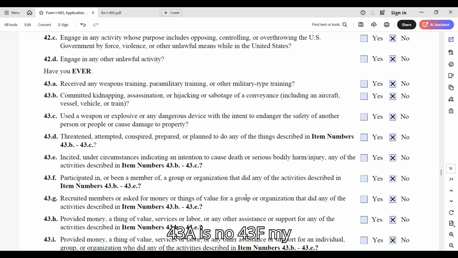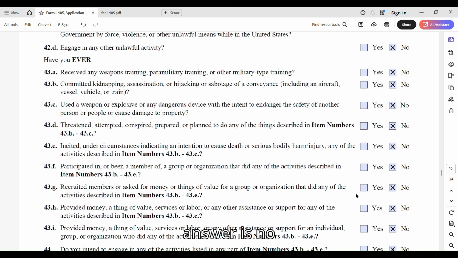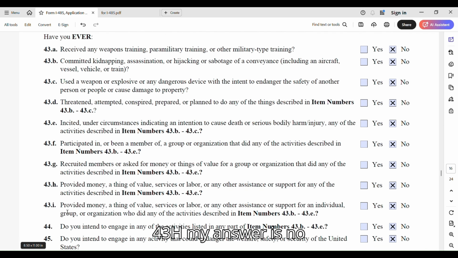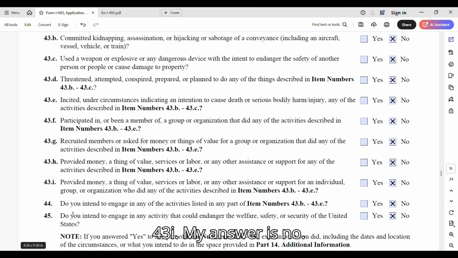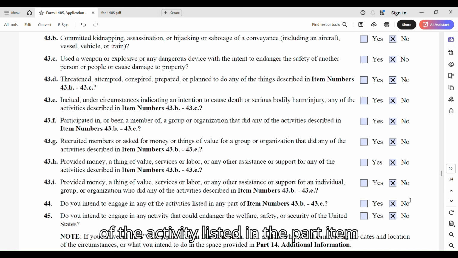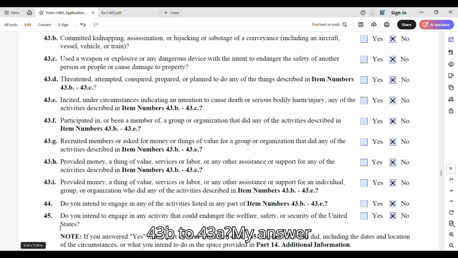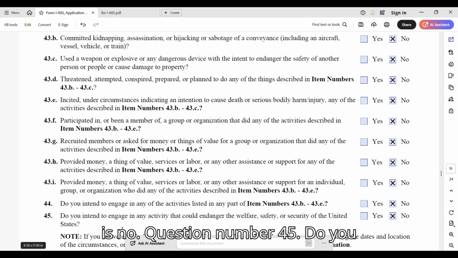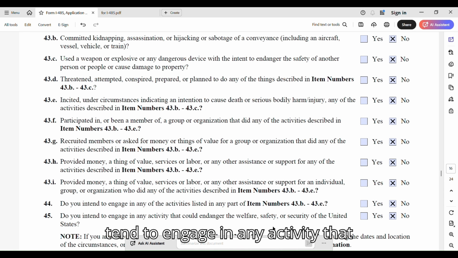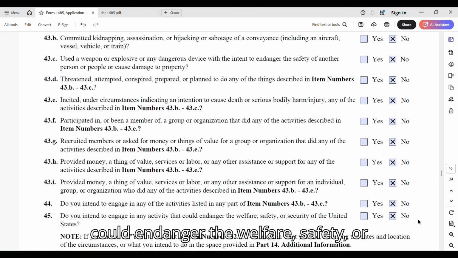43A is no. 43F, my answer is no. 43G, my answer is no. 43H, my answer is no. 43I, my answer is no. 44, do you intend to engage in any of the activity listed in part item 43A to 43I? My answer is no.